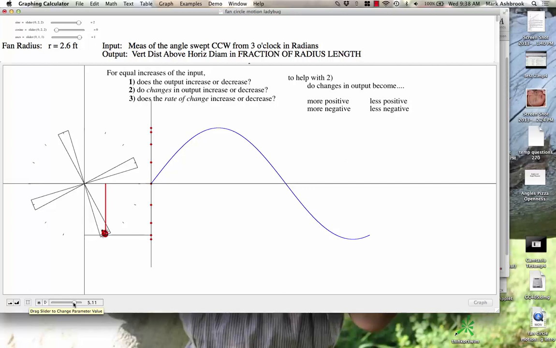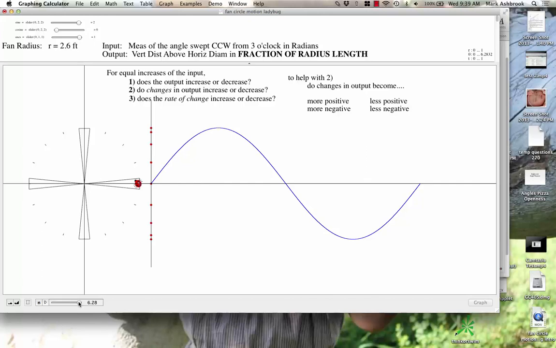Just estimate. So a third? -0.7. What were you going to say? Negative 0.9. Yeah, something like that. Something almost negative 1, right? Negative 0.7, negative 0.8, negative 0.9, something like that. That would be our fraction, and it's negative because we're below. Okay, so that's what we're going to use for our unit, fraction of a radius length. So we're measuring the vertical distance in the fraction of a radius length.